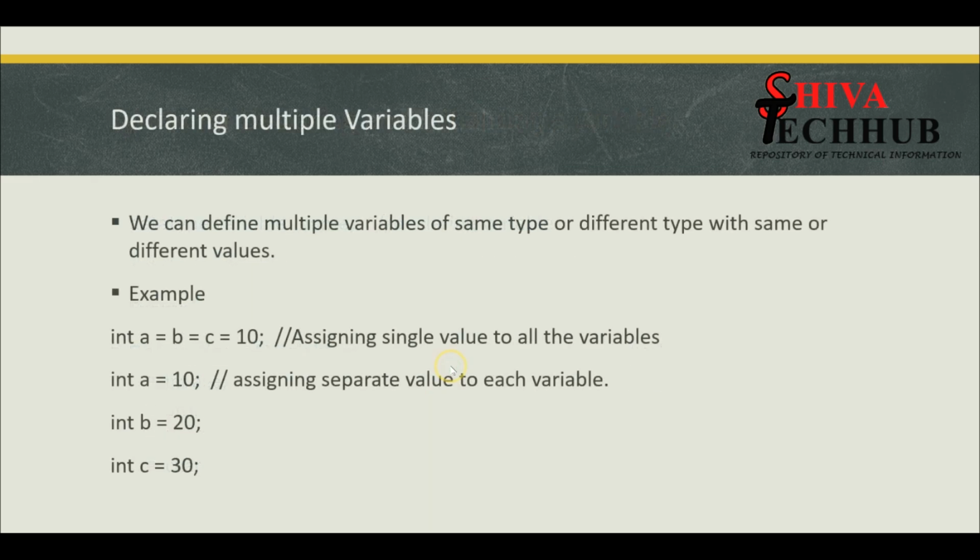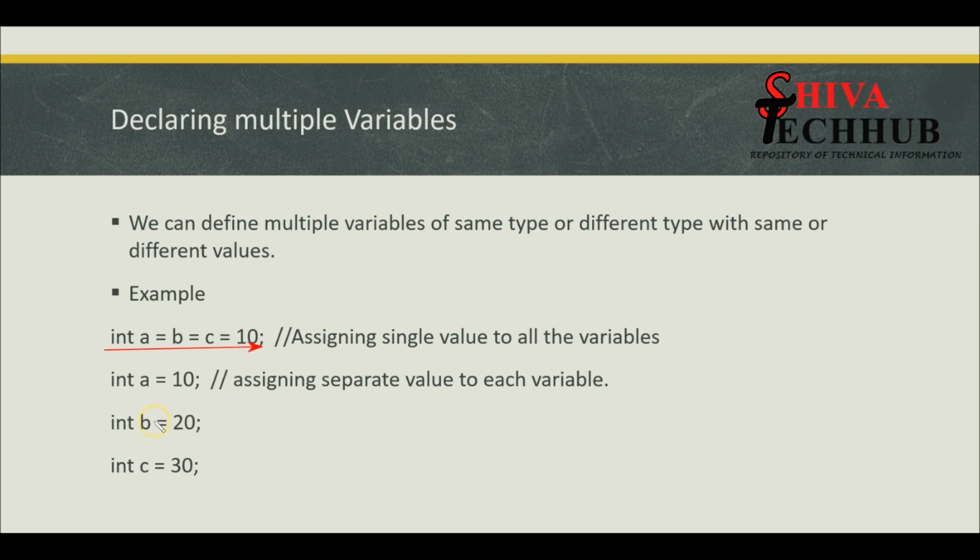Next, what else can we do with variables? We can declare a single variable of the same type or a different type, or we can define multiple variables to store multiple values. Let us consider a few examples. In the first example, we are declaring three variables A, B, C, which are of the same type, integer, and we are assigning the same value 10.